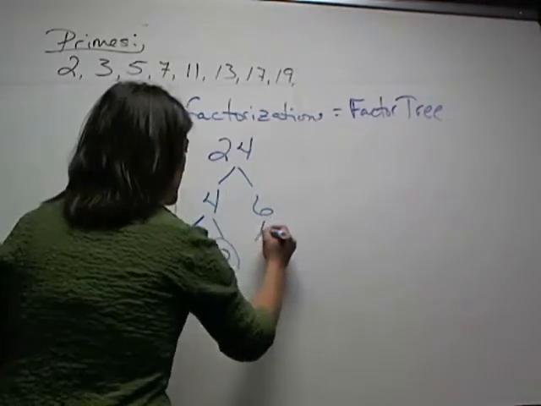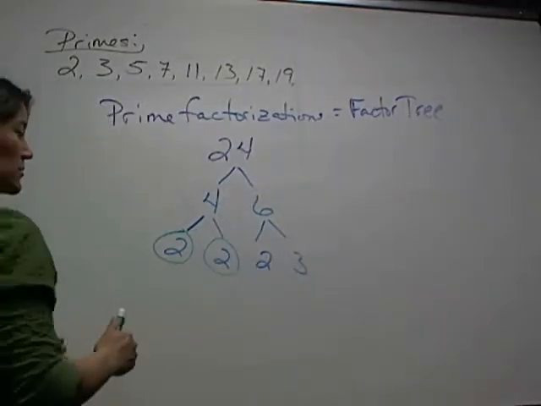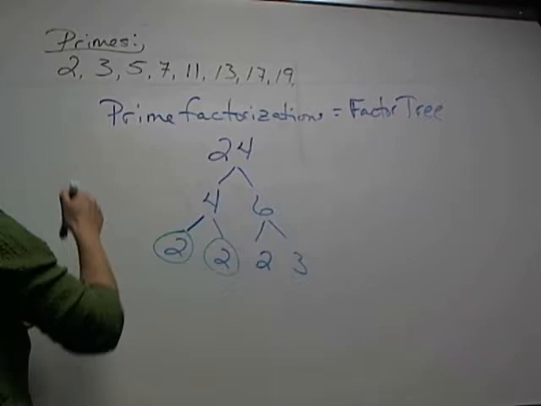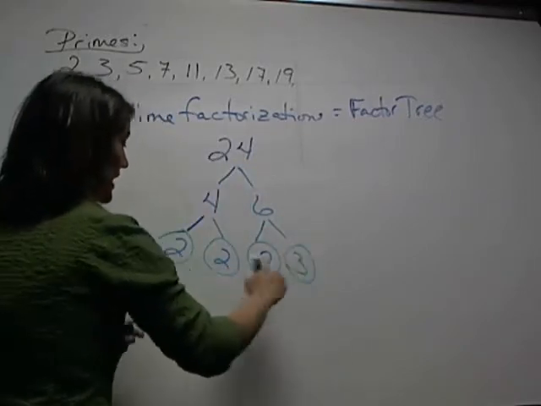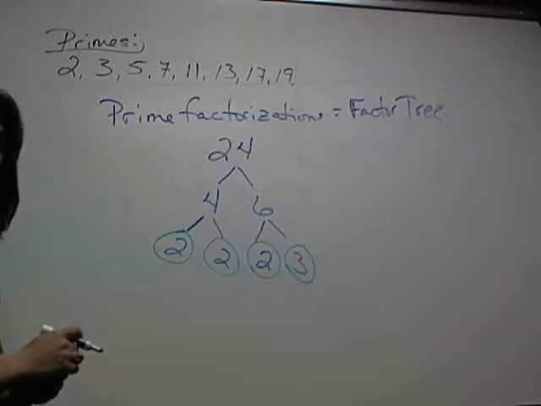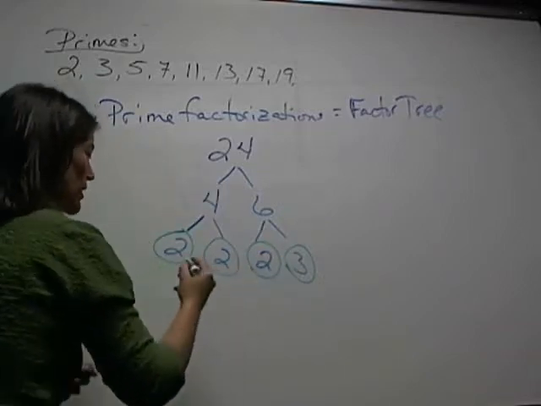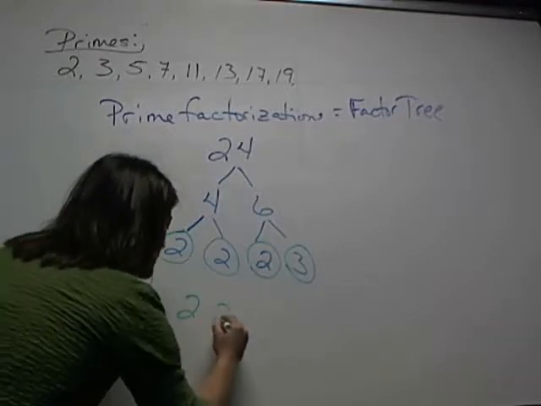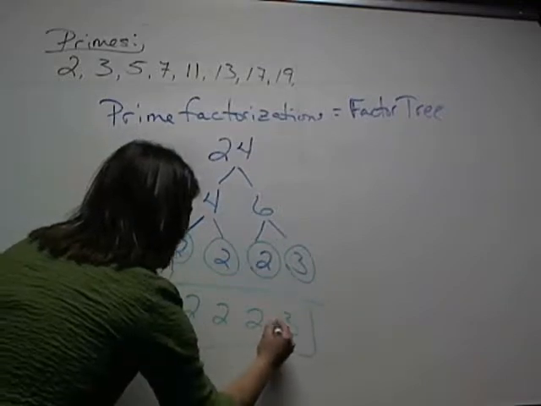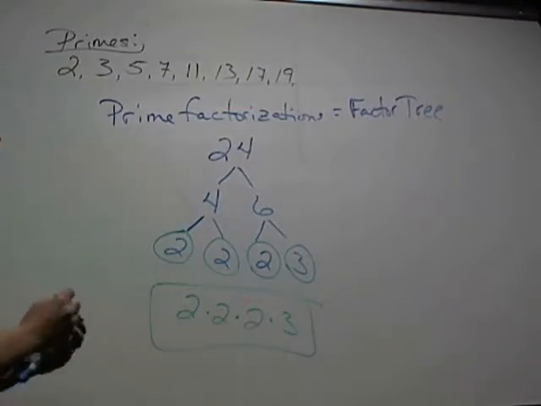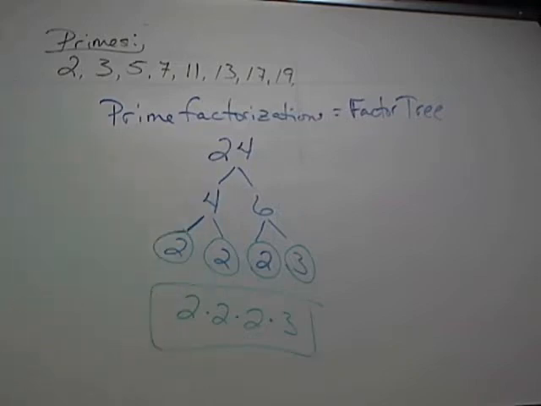This 6 is not prime, though, so I have to break that down. So 6 is 2 times 3. 2 I can't break down any further because it's one of my primes. 3 is one of my primes. And now I have leaves at the end of all my branches. So the prime factorization of 24, we'll make sure that we write them in numerical order, is 2 times 2 times 2 times 3. That is the prime factorization of 24. You find prime factorizations by making factor trees.